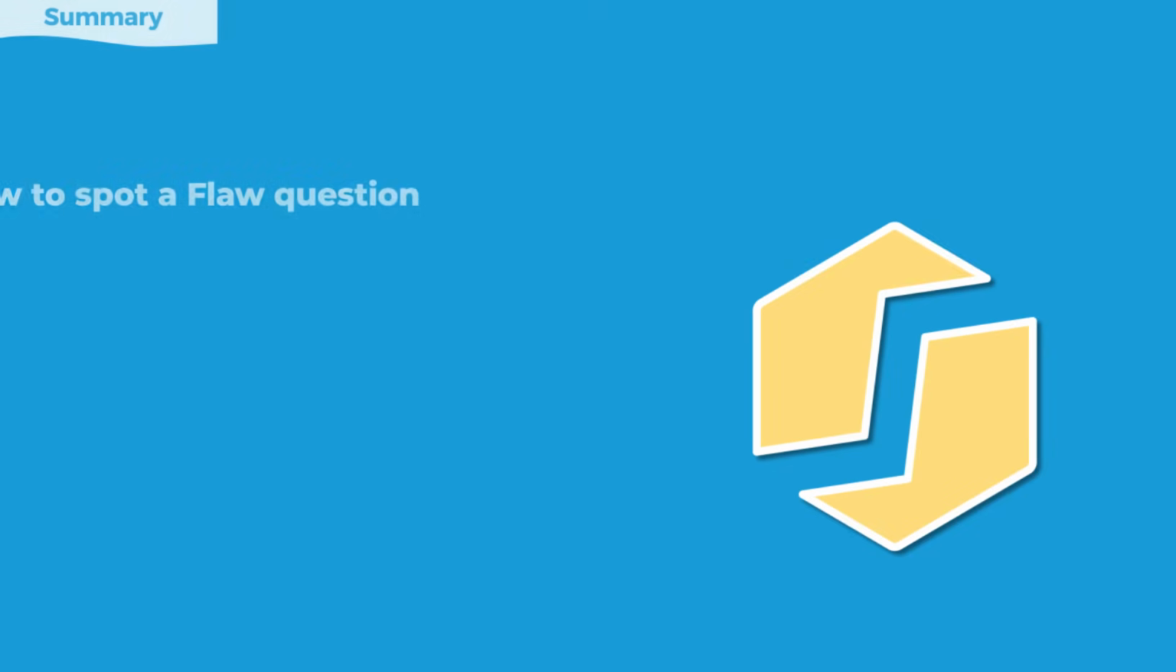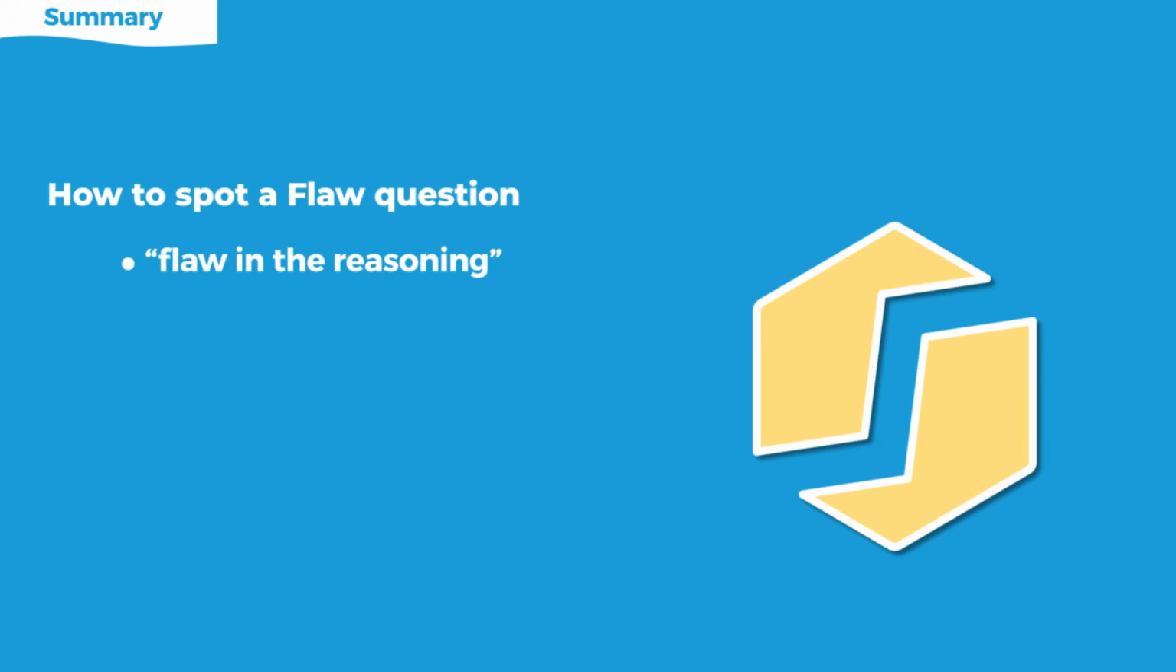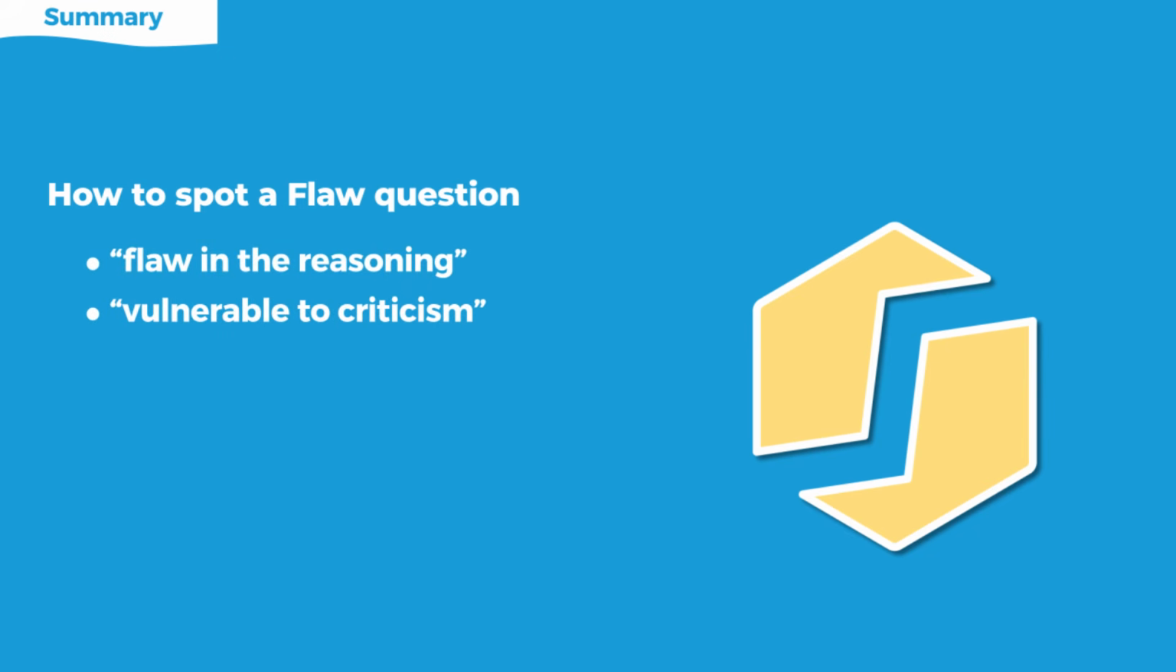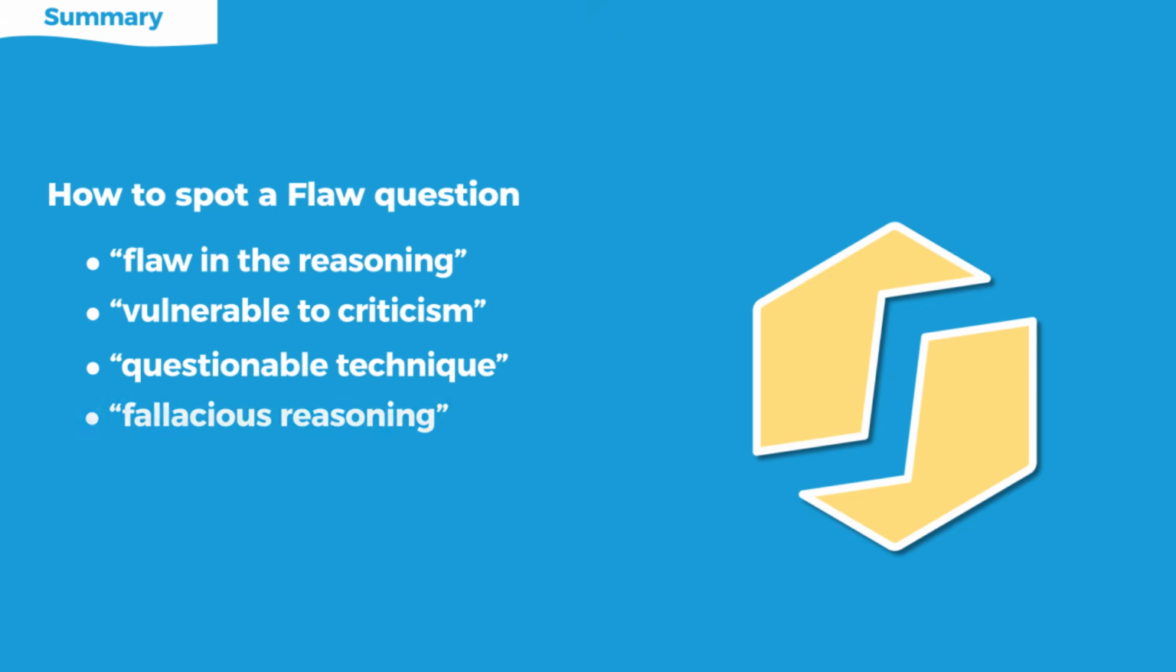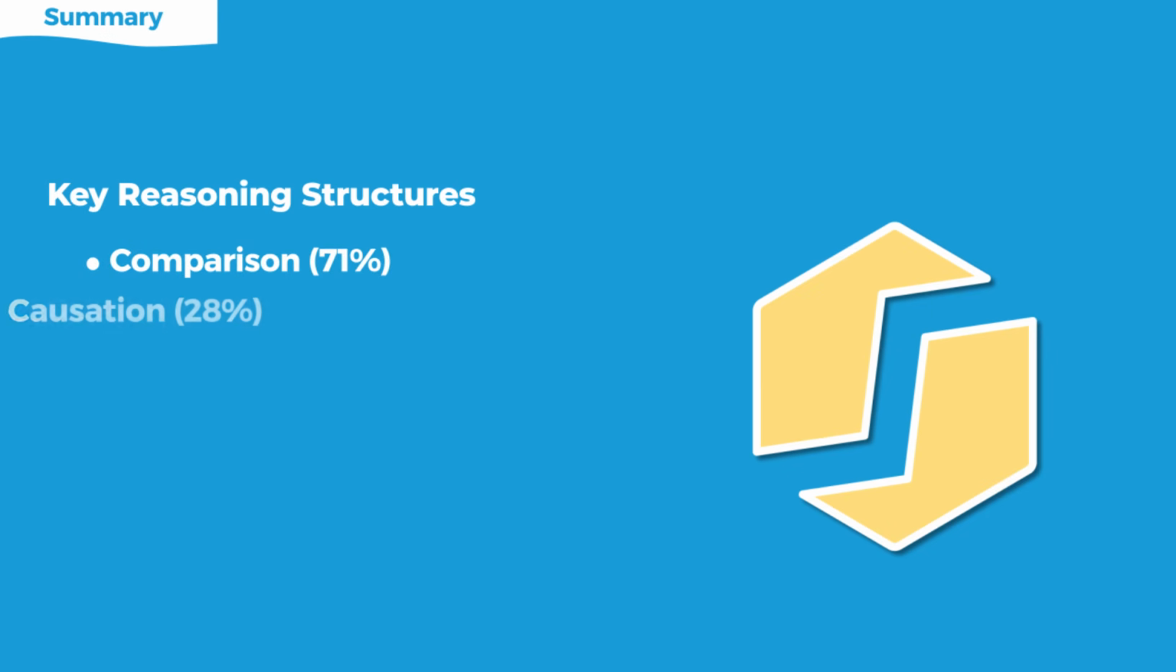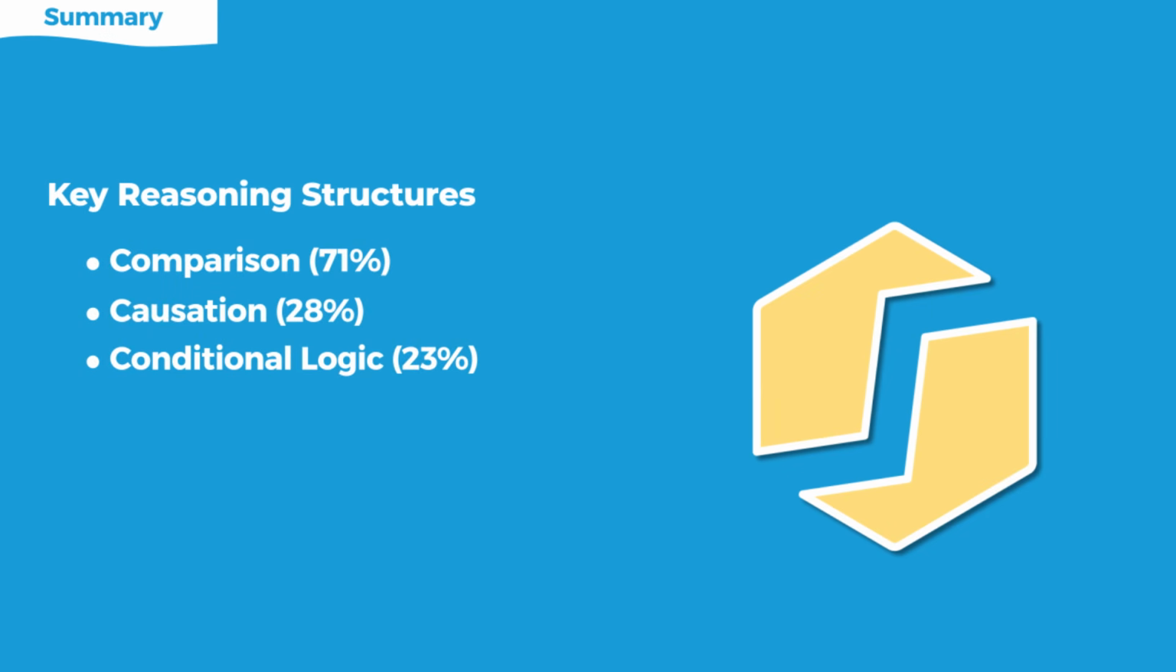So in summary, you spot a flaw question with the language in the question stem. You're looking for words like flaw in the reasoning, vulnerable to criticism, questionable technique, or fallacious reasoning. The primary reasoning structure on flaw questions that you're going to have to pay attention to is comparison, but causation and conditional logic also play significant roles.